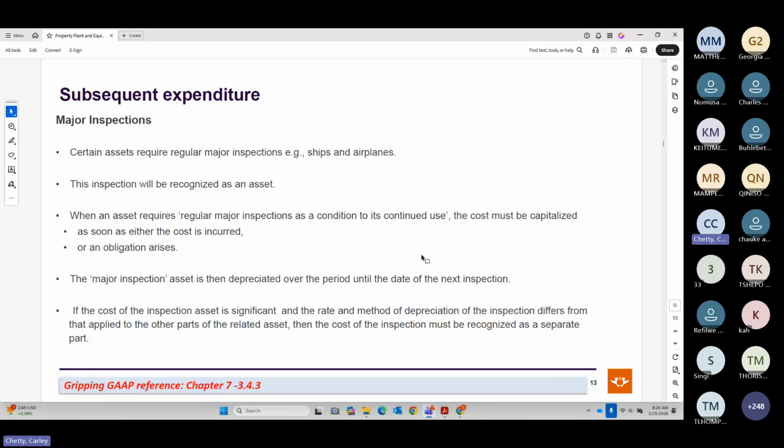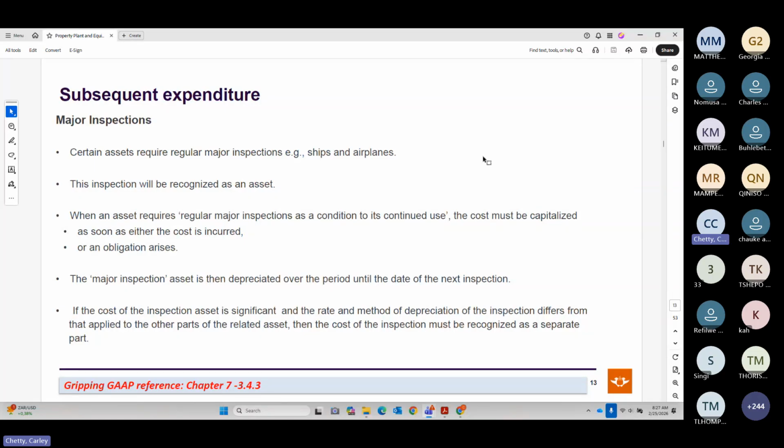Then we need to look at something called major inspections. So some assets require a regular major inspection. These will be assets like ships and aeroplanes. These inspections must be recognized as an asset. So when an asset requires a regular major inspection as a condition of its continued use, it's important that this cost be capitalized as soon as either the cost is incurred or an obligation arises.